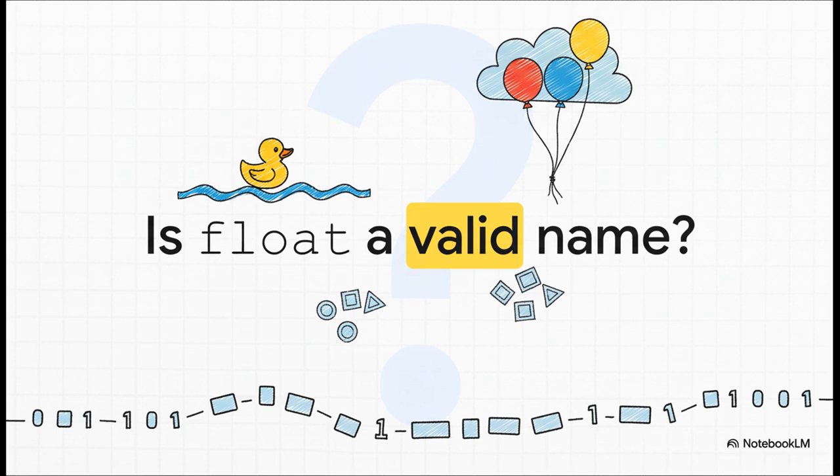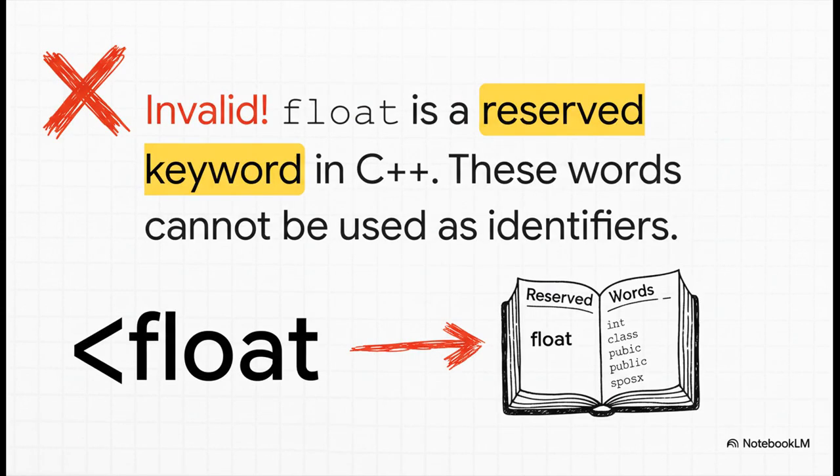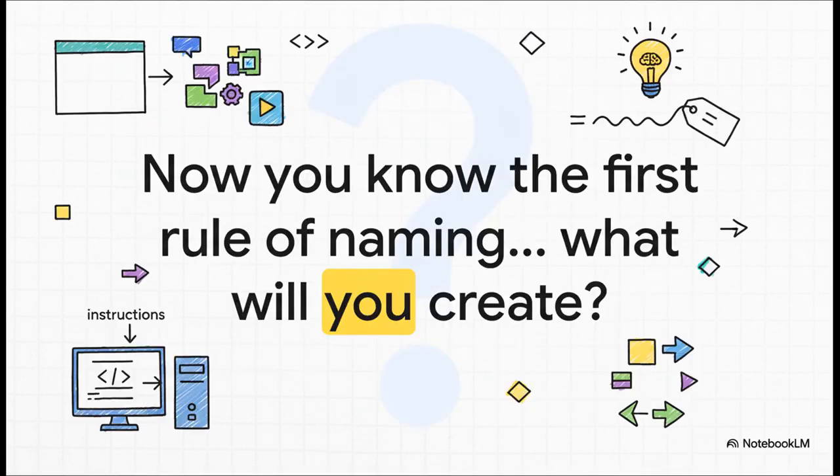And for the final boss battle, the word float. It's all letters. Looks like it should be totally fine, right? Ah, and that's the trick. It's invalid. Why? Because float is a reserved keyword. It's a special word that the C++ language already uses for its own purposes, so you can't steal it for your own variable name. It's like trying to name your kid "and" or "the." It just doesn't work.